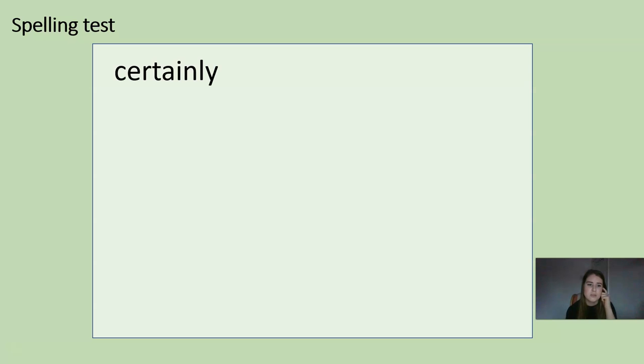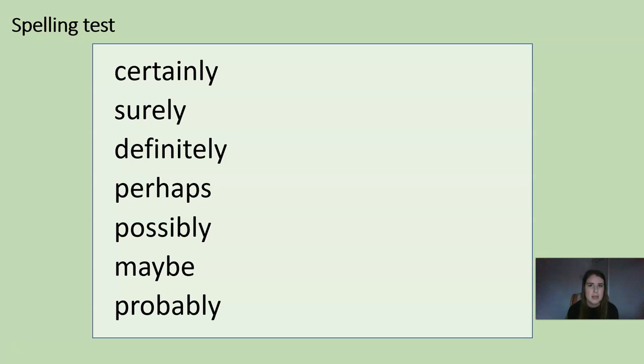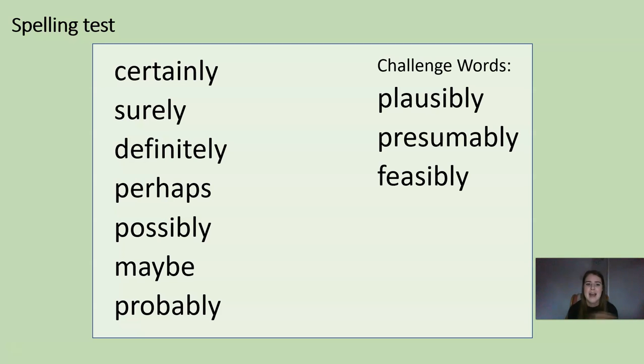So let me put the spellings up on here for you to have a look at. So we have certainly, surely, definitely, perhaps, possibly, maybe, probably. And our challenge words, plausibly, presumably, and feasibly. So we have 2, 4, 6, 8, 10 words. If you only had a go at the other words and you got 7 out of 7, well done. Any that you got incorrect, maybe have a go at and just check again. And if you did the additional 3 and got 10 out of 10, that is fantastic. So well done if you managed to get some of those words spelt correctly today.